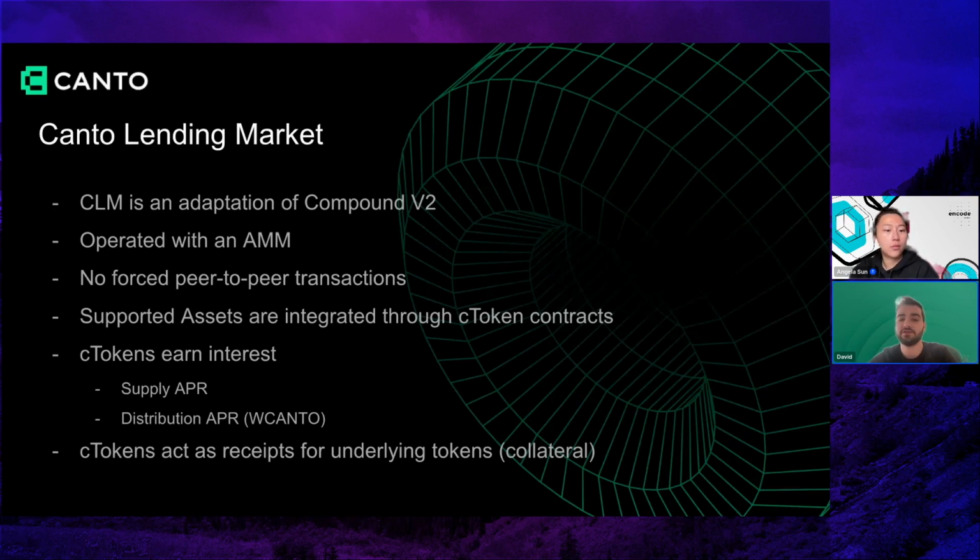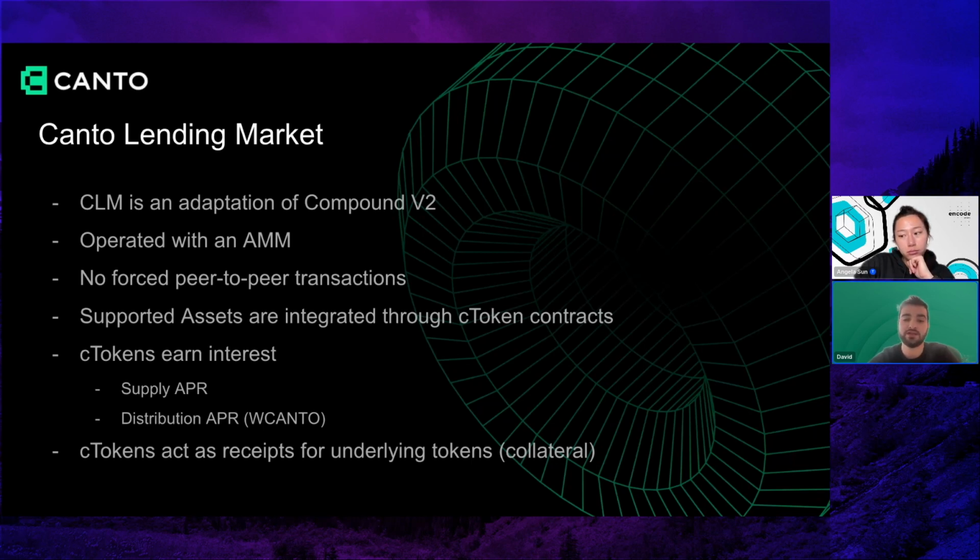So to begin, the Canto lending market, or I'll just refer to it as CLM, is an adaptation of the compound V2 lending market. So it's operated with an automated market maker, which users can carry out borrowing and lending transactions using underlying liquidity pools. So this means that there's no forced peer-to-peer transactions, which reduces wait times and allows the entire system to be self-sustaining. So assets that are supported are integrated with C token contracts. These are basically just contracts which allow users to mint, redeem, borrow, and repay tokens.